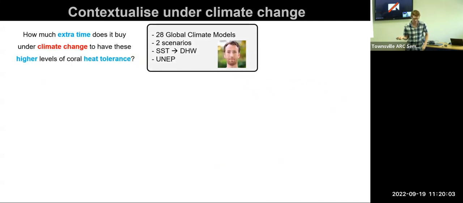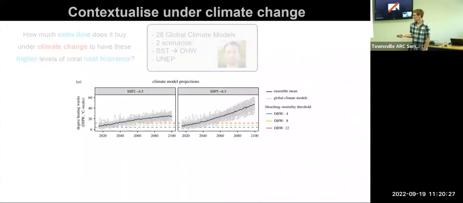So we worked with Ruben van Hooidonk for this section. There's a UNEP report that came out where he's produced projections of degree heating weeks globally. He shared with us future projections of DHW from 28 global climate models and two climate scenarios. And this is quickly showing that data, with degree heating weeks on the y-axis and time on the x. The left-hand side is an ambitious scenario where collectively we humans smash the climate agreement in Paris and reach 150% of the reductions that we've committed to. SSP5 is a worst-case scenario where we increase coal production and really make a mess of things.